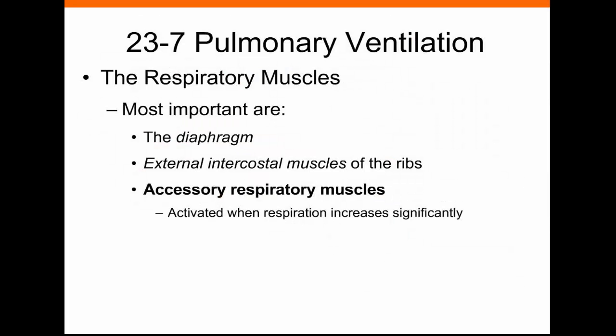So respiratory muscles. The most important respiratory muscles are the diaphragm and the external intercostal muscles of the ribs. There are other muscles, and these are called the accessory muscles. If we were doing a physical examination, we would use our observation skills to see if the person was using any of their accessory muscles involved in respiration.